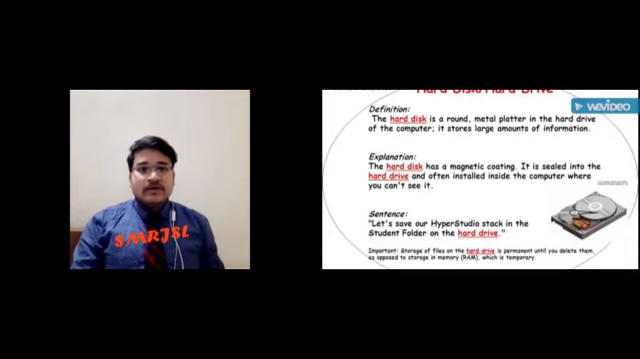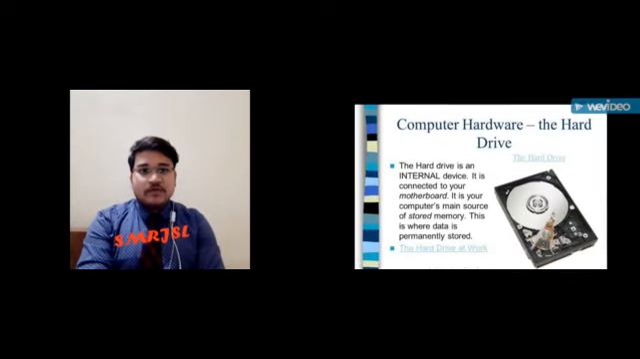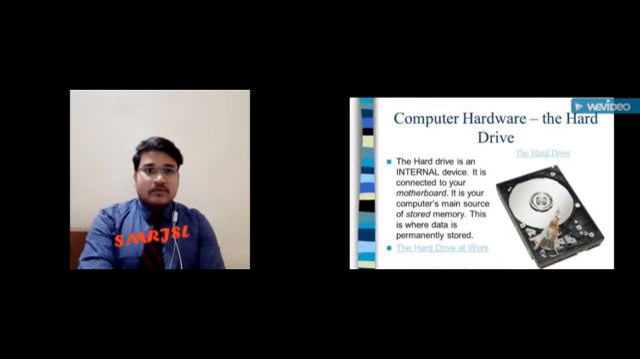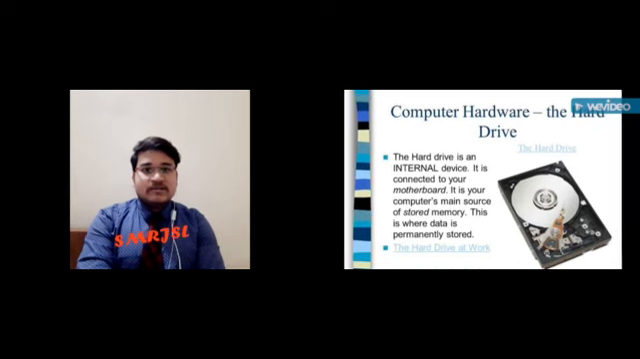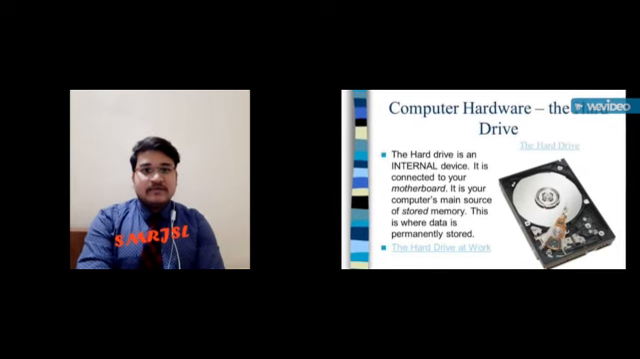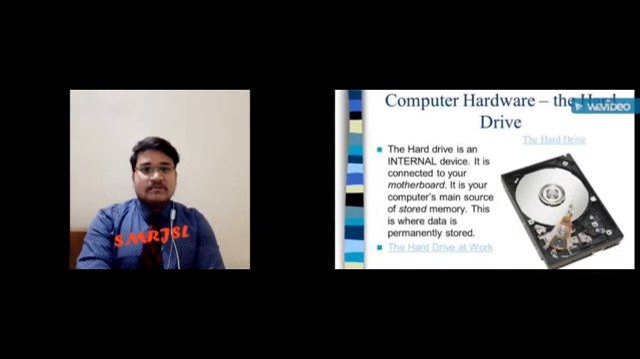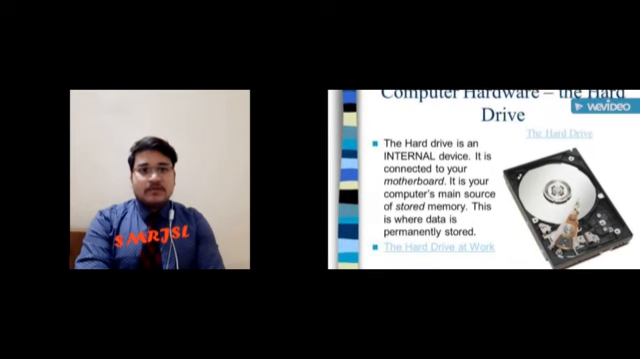Now I want to tell you about memory. The CPU is called the brain of the computer, because inside the CPU there are RAM and ROM, that is the internal memory, and the second one is external. External means like hard disk and pen drive. These are the external memories. In the internal memories comes RAM, that is random access memory. The second one is ROM, that is read only memory.